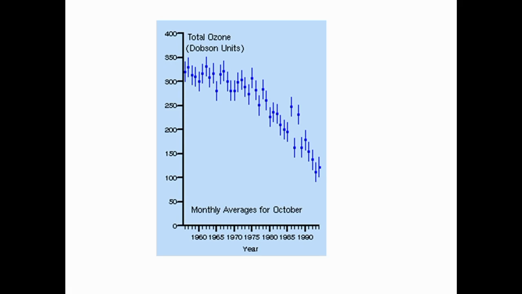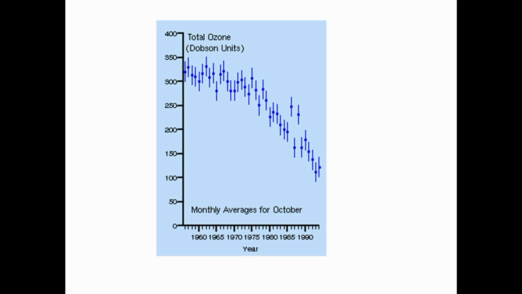So what's one Dobson unit? One Dobson unit is 100th of a millimetre. If you squashed all of the ozone in one Dobson unit column down to the surface, it'd be 100th of a millimetre thick. So through the atmosphere, normally about 300 Dobson units, you've got about 3 millimetres worth of ozone if you squashed it all down. So it's not very much.